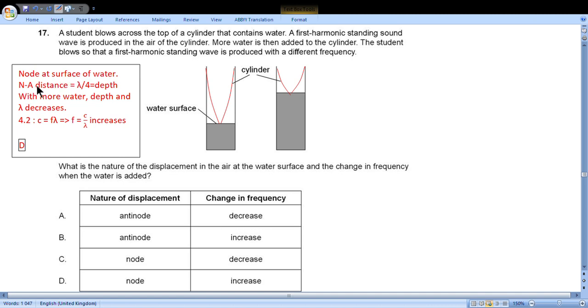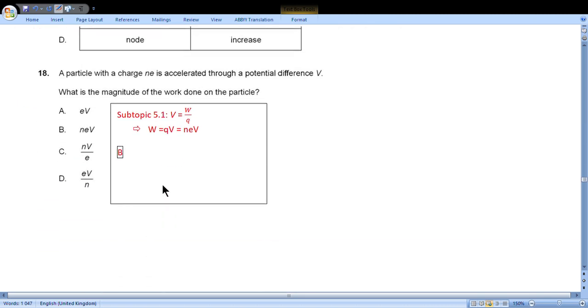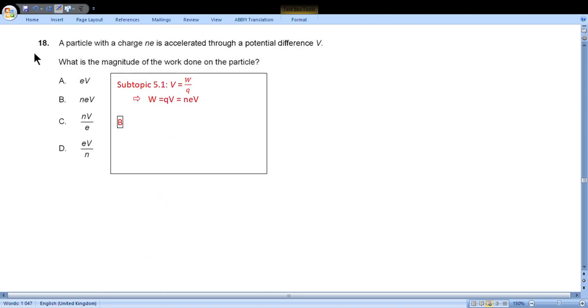Node-antinode distance, lambda over 4, equals depth. With more water, depth and lambda decrease. According to this formula from 4.2, the wave equation, frequency should increase. So for more water, frequency increases, but still we have a node. Done. D.